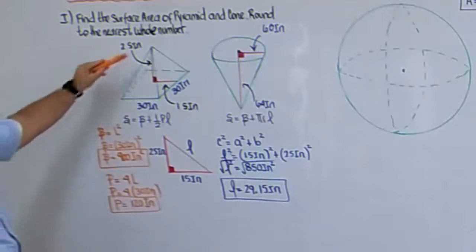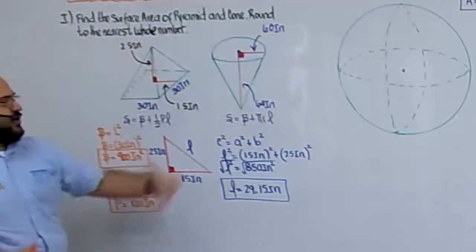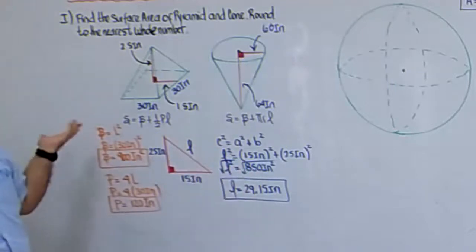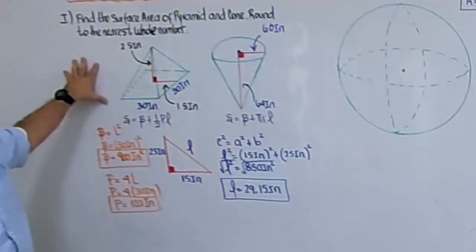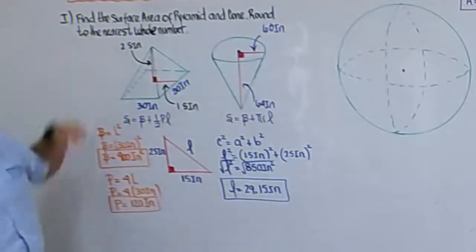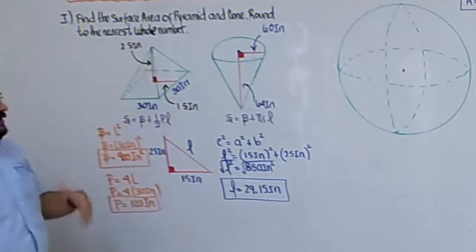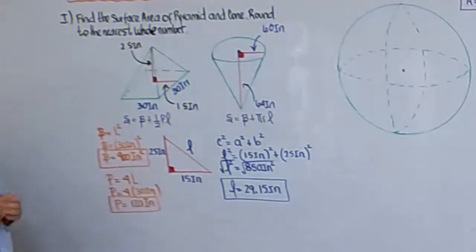If the problem at the beginning gives us the slant height, the lateral height, you don't need to calculate it. But in the most difficult problems, where we have only a picture, you don't have the slant height. Well, now we are prepared. We have beta, we have the perimeter, and we have the slant height.